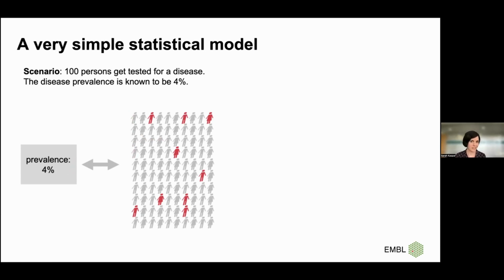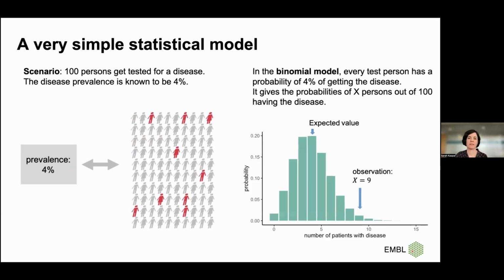Okay, is that surprising? Is it not? We don't know unless we set up some kind of model. And here the binomial model is very easy and very useful, I would say. In the binomial model, we can take this prevalence of 4% as our model. And this model just says that every test person has a probability of 4% of getting the disease. And then in this probability distribution, you see the probabilities of seeing 0, 1, 2, 3, and so on test persons out of the diabetes group that have the disease.